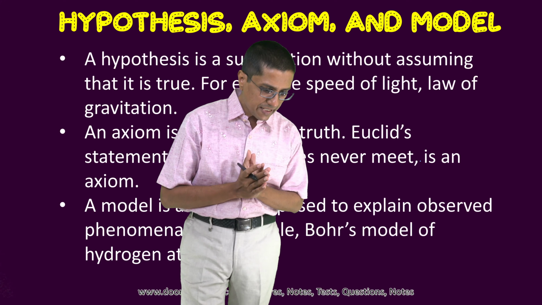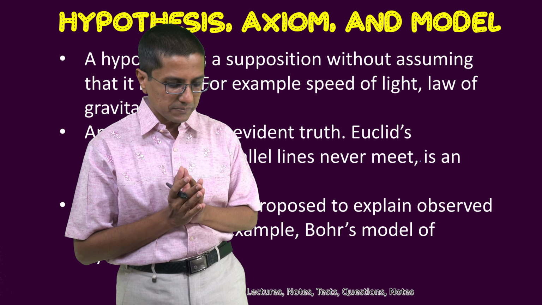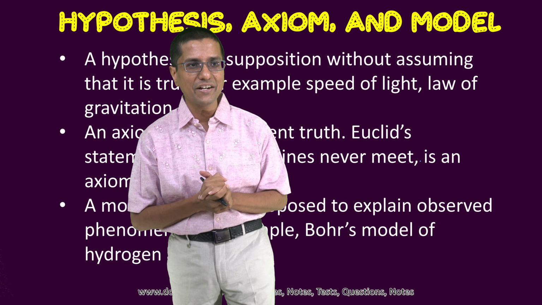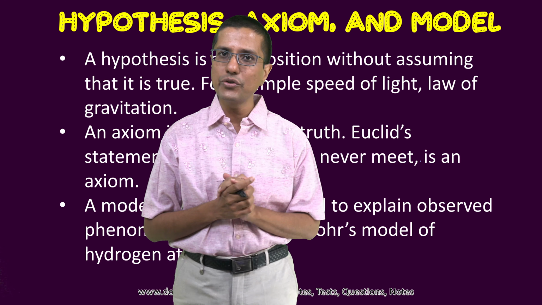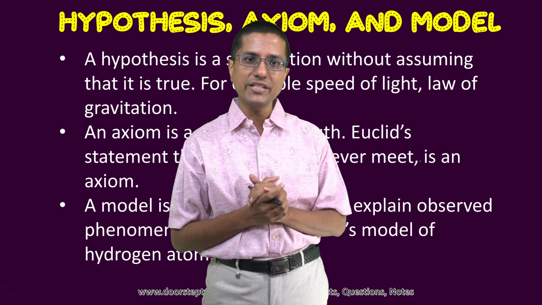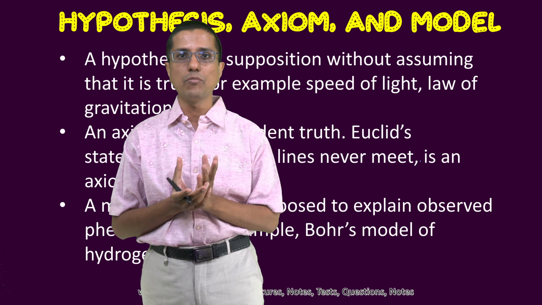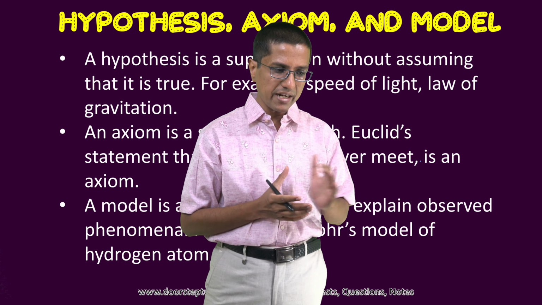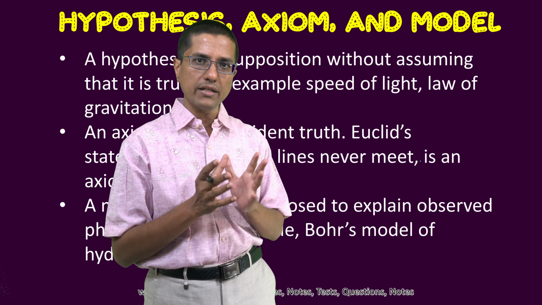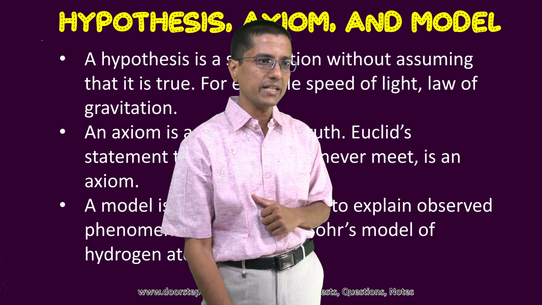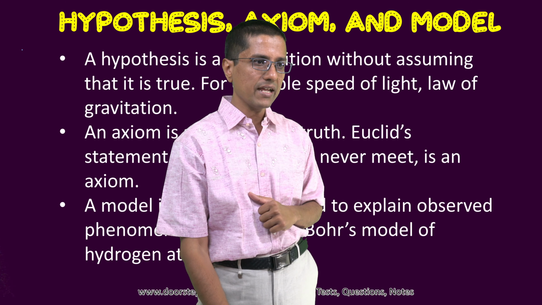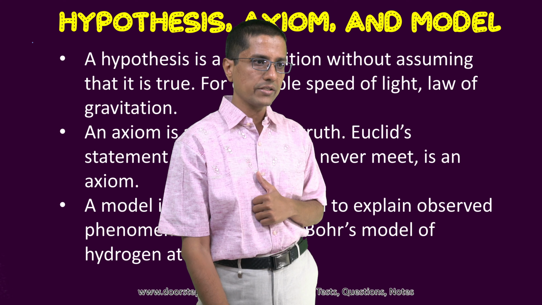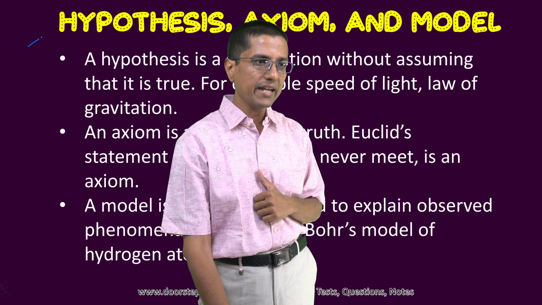Now, with this, we come to some slightly philosophical things. There are three things that you should understand: one is hypothesis, second is axiom, and the third is model. What is the difference between these three? If you have listened to the earlier lecture, we talked about the scientific process. Scientific process means that I look at something and I create a hypothesis.